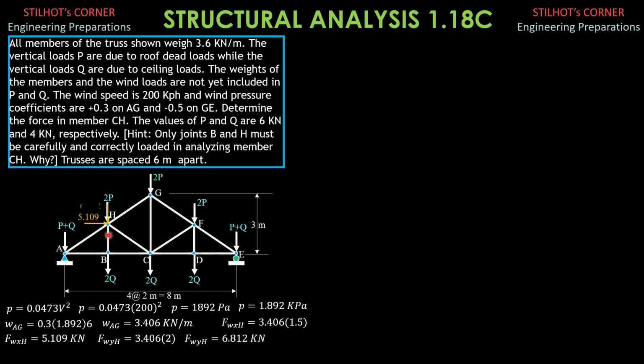So it is shown in the figure. Then the weight of members attached to B is equal to, so this is 2 meters, 2 meters, 1.5 meters. So square root of 2 square plus 1.5 square, the length of AH is 2.5 meters, CH 2.5 meters, and GH is also 2.5 meters.